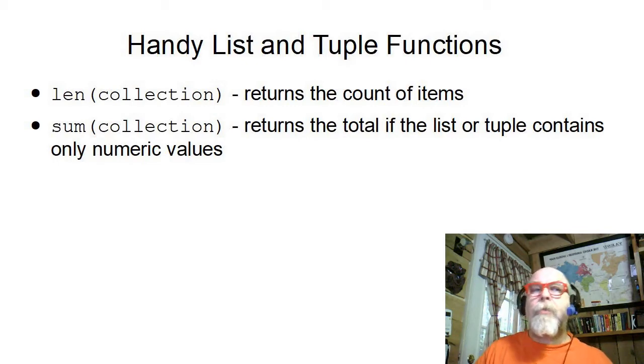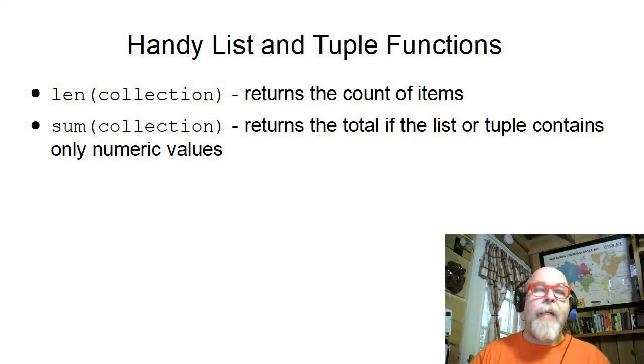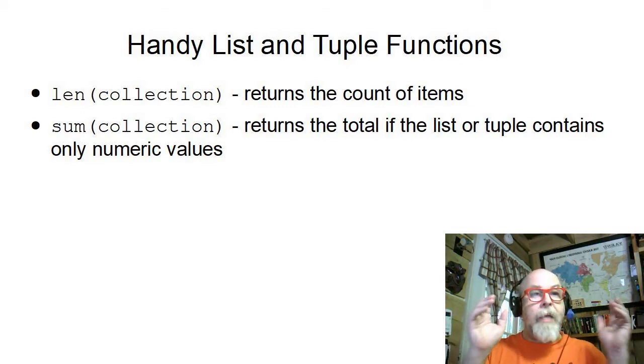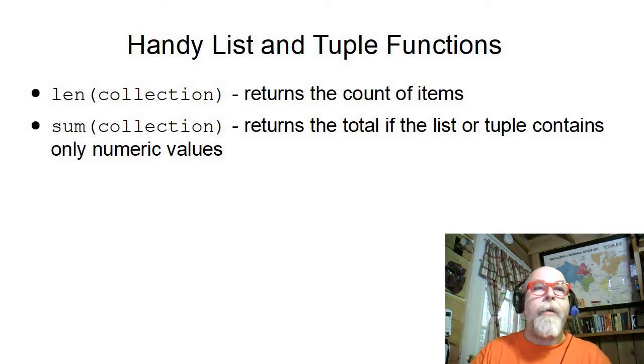Sum is also a really handy function if the list or tuple contains numbers only. Now, if it contains numbers and strings, or if it contains strings, it's not going to work. But if the list or the tuple contains only numbers, sum will return the total of all of those numbers added together. So we don't have to do anything fancy to get the total of a list. We just say sum, open parenthesis, list, close parenthesis, and voila, it will return back to us a number.